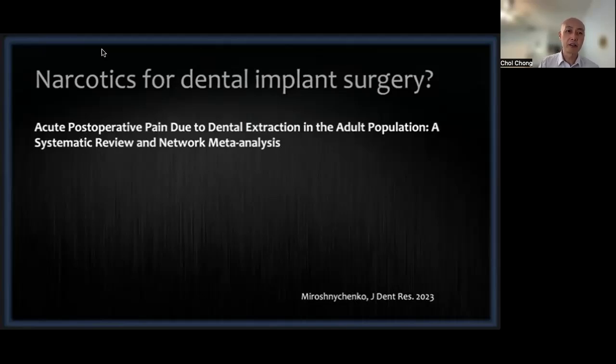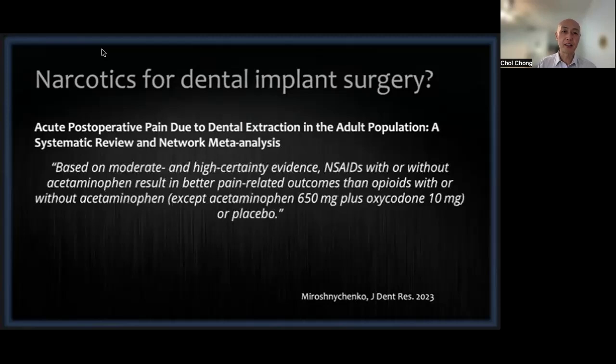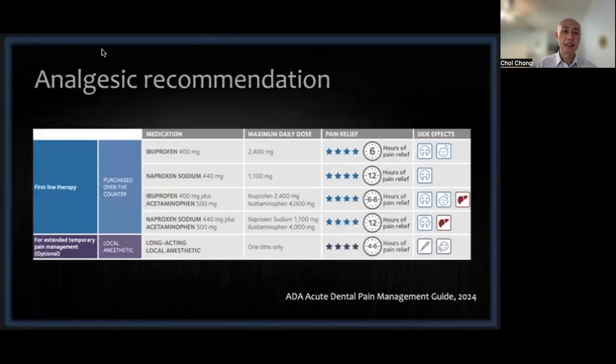So in this systematic review and meta-analysis, what we have found is that based on moderate and high certainty evidence, NSAIDs with or without acetaminophen results in better pain-related outcomes than opioids with or without acetaminophen. So if we combine all of these studies that are out there, ADA has recently come up with an acute dental pain management guide that was published in 2024. And its primary recommendation is the use of NSAIDs, either ibuprofen or naproxen, to manage postoperative pain. In addition to that, they also recommend ibuprofen and acetaminophen in combination as well.